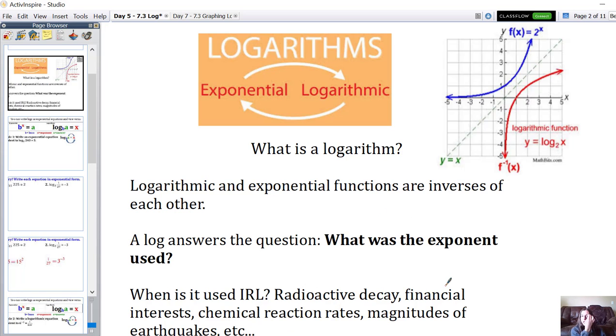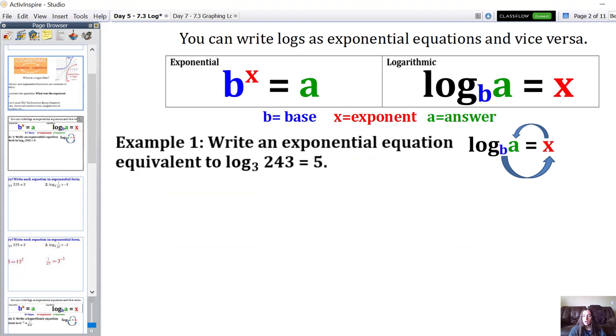There are different sciences that use logarithms, such as in radioactive decay, financial interest, chemical reactions, magnitudes of earthquakes, etc. So let's see what a log looks like. Here's something familiar, an exponential equation. We have a base to an exponent that's equal to our answer.